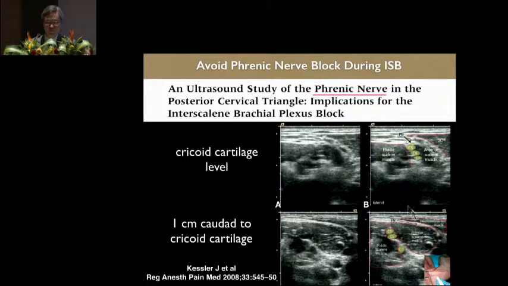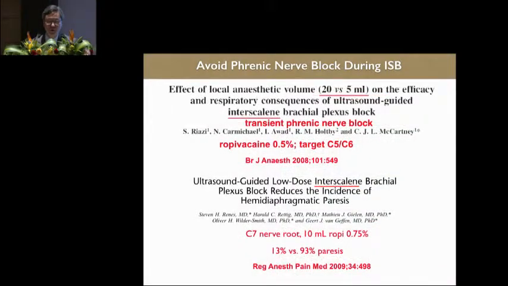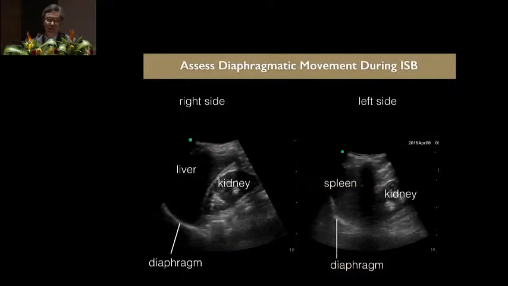As you scan further down, the phrenic nerve is going to travel medially. So the approach now is to use a smaller volume, as little as 5 mils in this study, and also the next strategy is to do the block lower down at C7 nerve root level. By doing both smaller volume and a lower level block, you hopefully can avoid the phrenic.